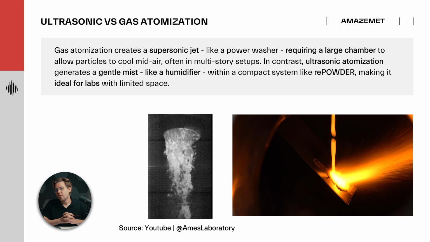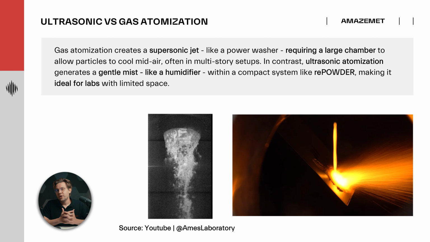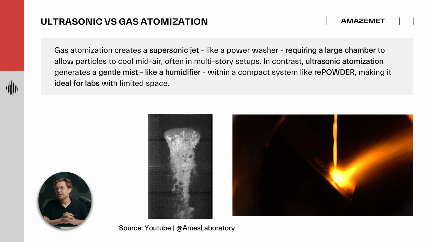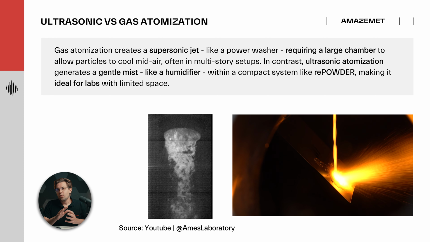On the other hand, in the right part of the slide, you can see the ultrasonic atomizer, rePOWDER, in operation. There, via ultrasonic vibration, a gentle mist of liquid metal is sprayed and created into powder. You could compare those two methods to real-life examples. Gas atomizer is supersonic spray, like a power washer, while ultrasonic atomizer is a gentle mist, like a humidifier. Gentle mist of molten titanium is what we create with rePOWDER.